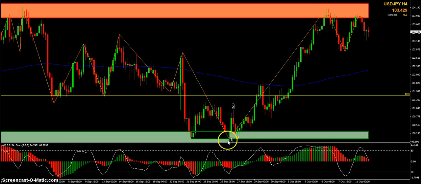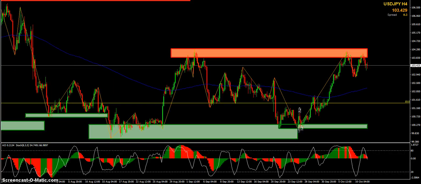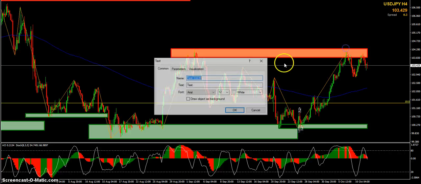Wave 2 can't come below the wave 1 beginning, which it hasn't, and it's pulled back a bit over 61.8%, which is the minimum requirement. We then have our wave 3 push back higher. We know this is wave 3 because it's the first large AO to the upside. And then we have our wave 4 back lower.